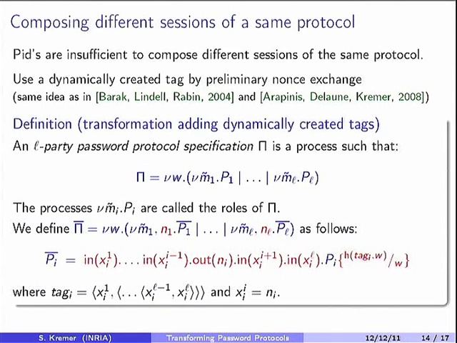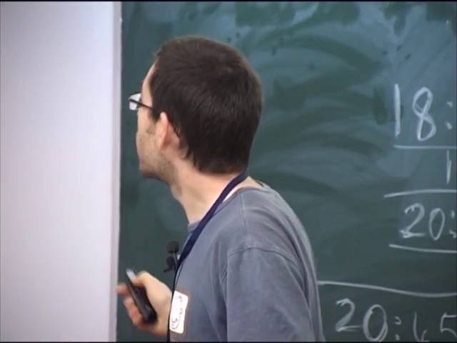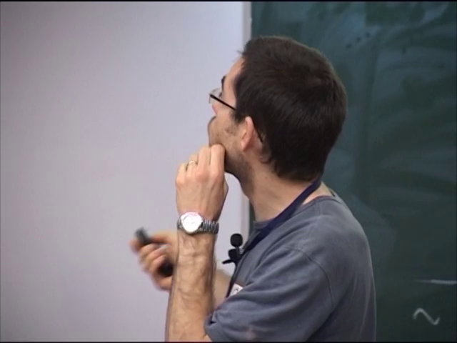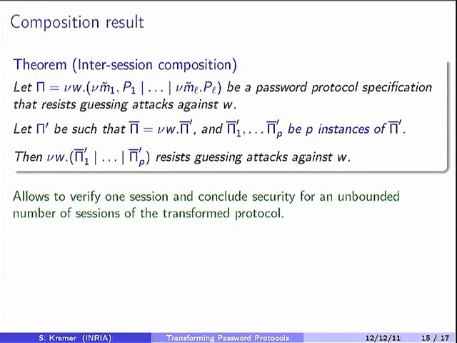So for role i, it will expect a nonce, or any term, as input from each of the other participants, and it will send out its own nonce Ni. Then we will use a tag constructed from these nonces, just pairing up all the nonces, as the tag that we will use to replace W with the hash of this tag and W.